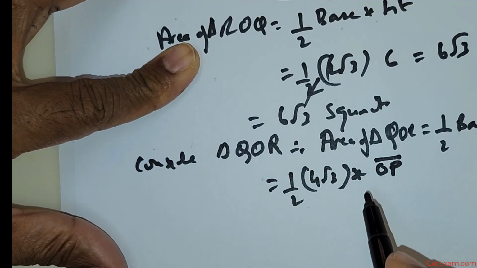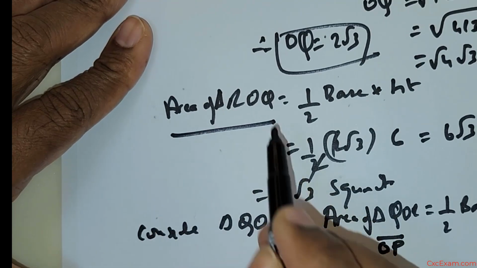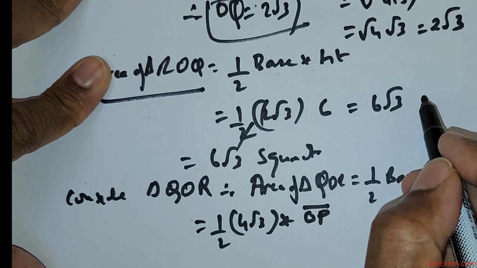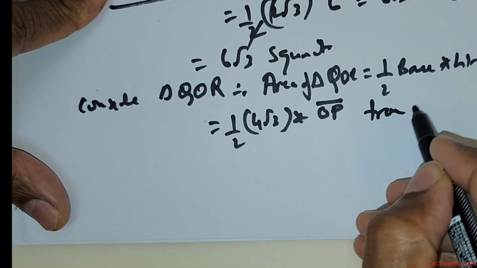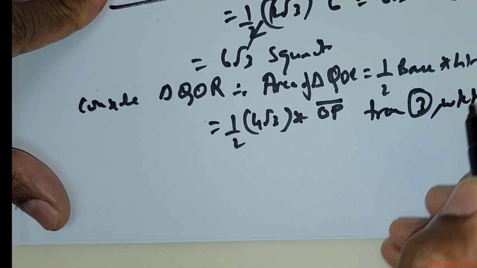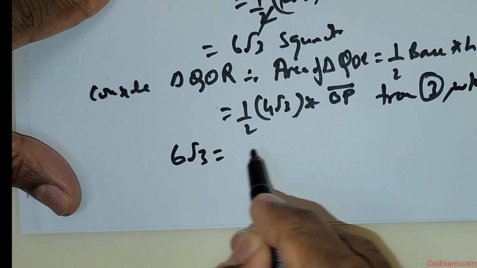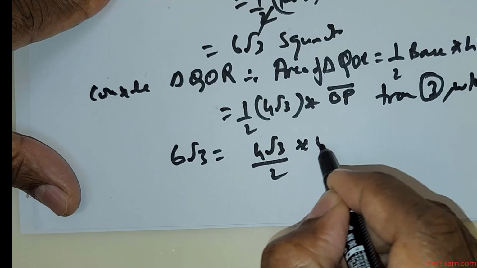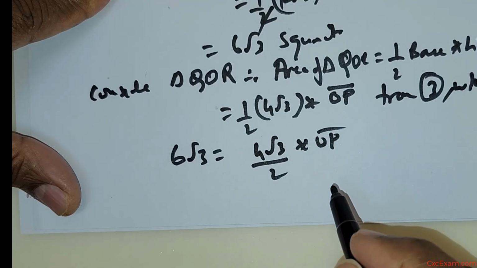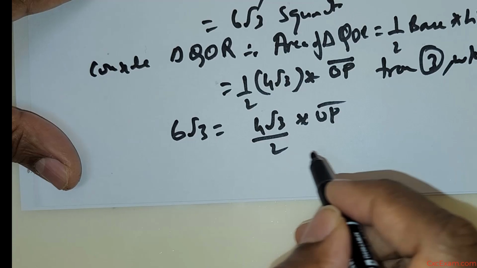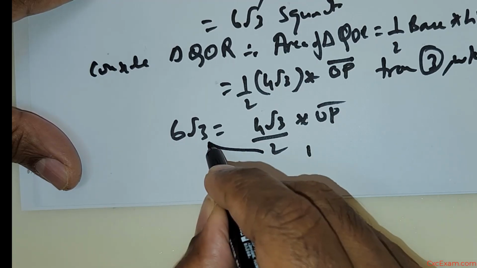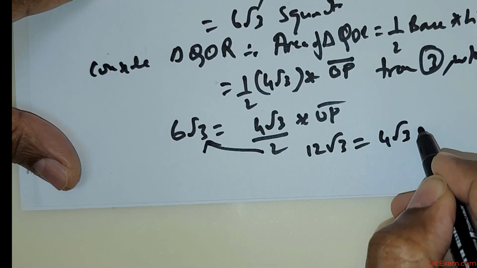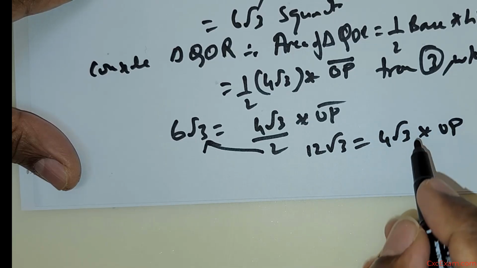OP is the height. But we already know the area of the triangle as 6 times the root of 3. So if I take this as 3, from 3 we know that 6 times the root of 3 is equal to 4 times the root of 3 divided by 2 times OP. Right? So if I rewrite this, it is going to be 2 into 6, that is 12 times the root of 3 is equal to 4 times the root of 3 times OP.